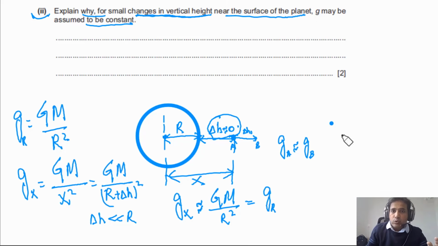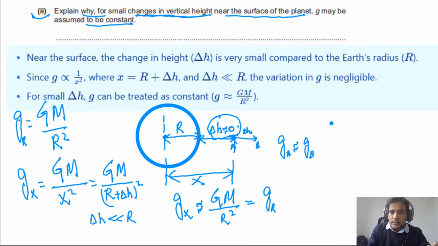Now let me show you the answer, how you can write down your answer. So here is the answer. This is how you can write it down. If you include these points in your answer, you will get 2 marks. So we have mentioned in this case, x is equal to r plus delta h. Delta h is very small as compared with r. So g is approximately equal to this one. So for small changes, g is about constant.